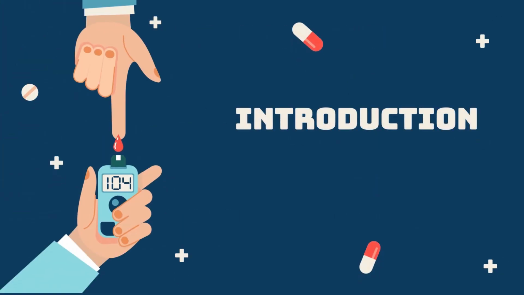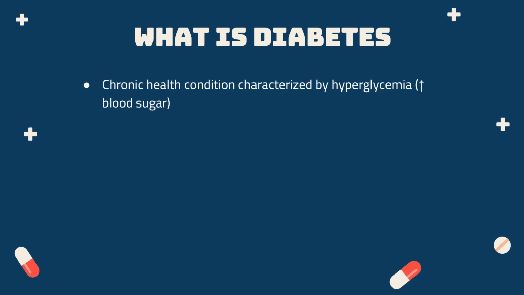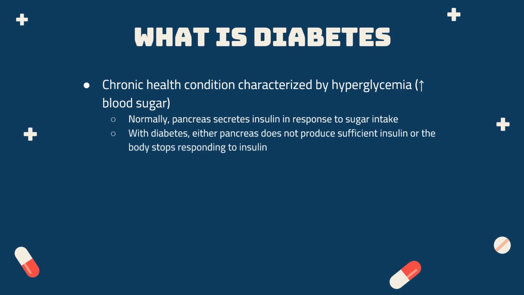What is diabetes? Diabetes is a chronic health condition characterized by hyperglycemia, or in other words, increased blood sugar level. In the healthy population, the pancreas secretes insulin in response to sugar intake. However, people with diabetes either produce insufficient level of insulin or the body stops responding to insulin.